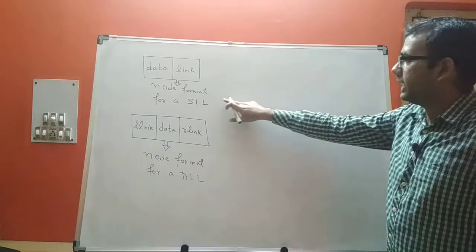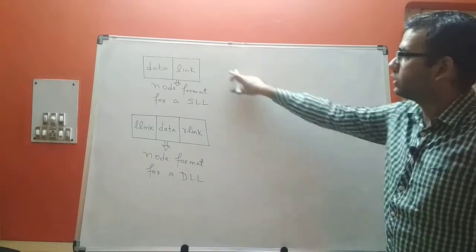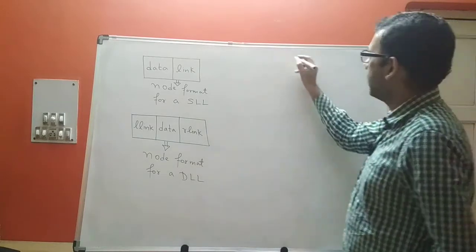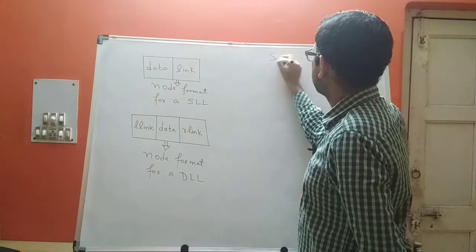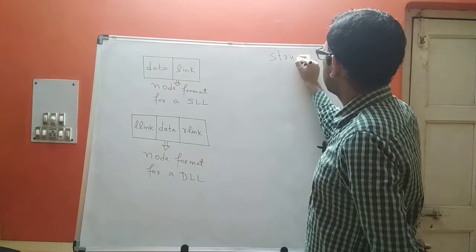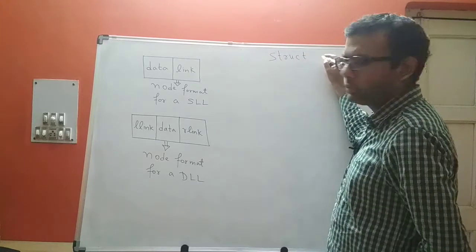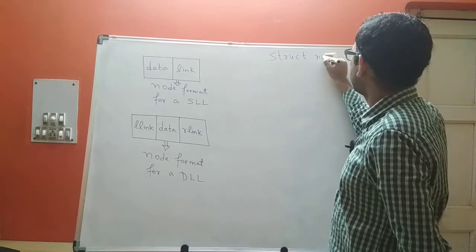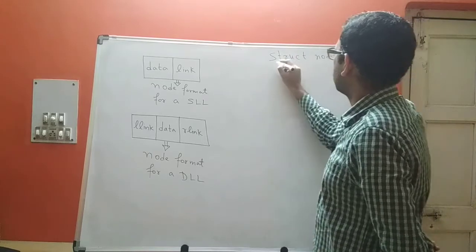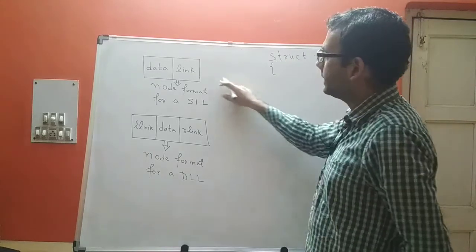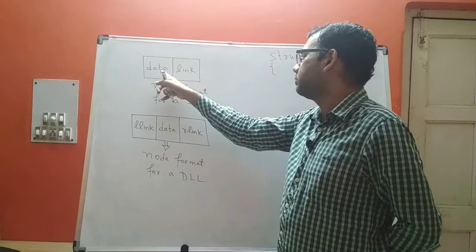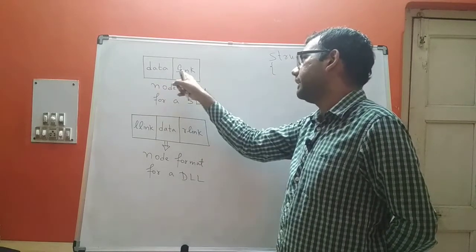So we are defining a data type to represent this node format for a single linked list. So how do I do that? I write struct, of course. Then I give the name of the structure. So you can come up with any name. I'll simply use node. And now I can see that this node format, it has two parts. It has a data part and it has a link part.